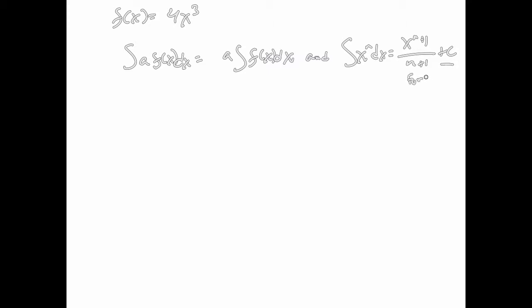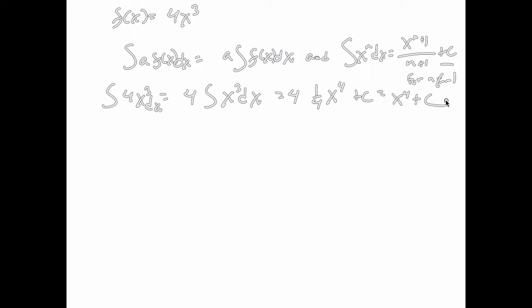This is for n does not equal -1. We can use that rule here. So the integral of 4x cubed dx equals 4, you're going to pull down the 4, so it's 1/4 x to the 4th plus c, or just x to the 4th plus c. There you go, there's our example. I'll do another one on the same screen.